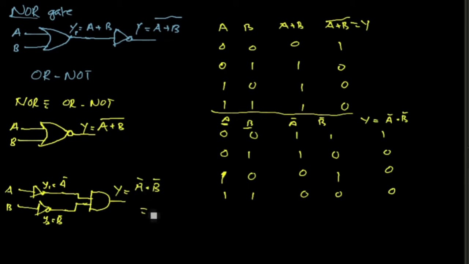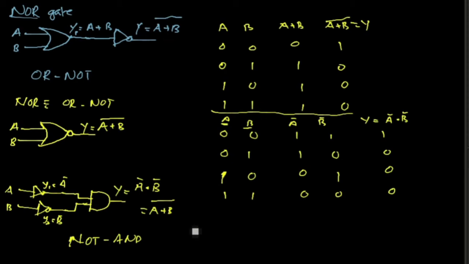This is almost the same as, this is exactly the same as the output of (A or B) all complement. So this circuit is actually the combination of a NOT gate with an AND gate.